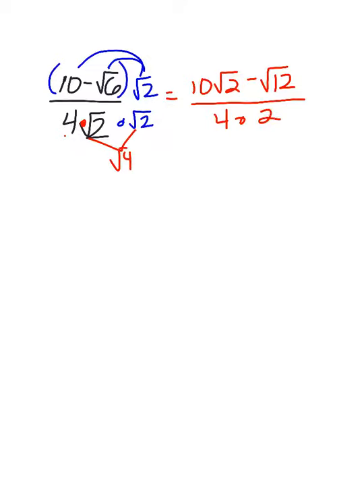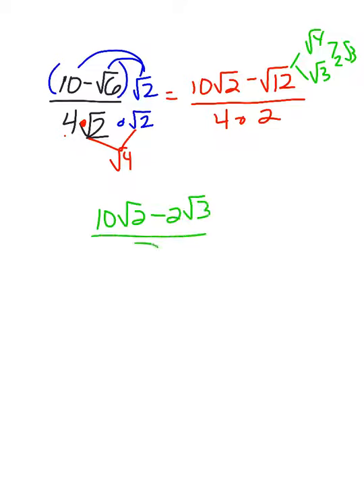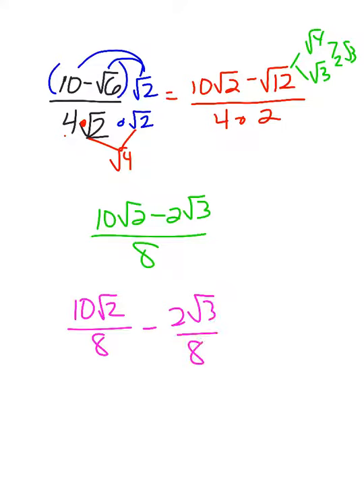And then I'm going to simplify the square root of 12 here. So it's the square root of 4 times the square root of 3, which is 2 the square root of 3. So I have 10 the square root of 2 minus 2 the square root of 3 over 8. And then I do want to simplify this. So it's 10 the square root of 2 over 8 minus 2 the square root of 3 over 8. So 10 and 8 reduce to 5 and 4. So it's 5 the square root of 2 over 4 minus, and 2 and 8 reduce to 1 and 4, so it's the square root of 3 over 4.